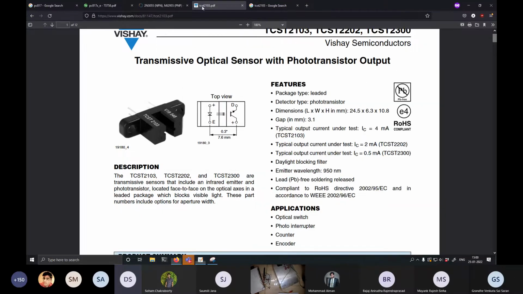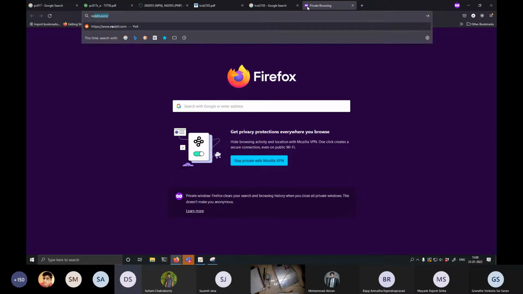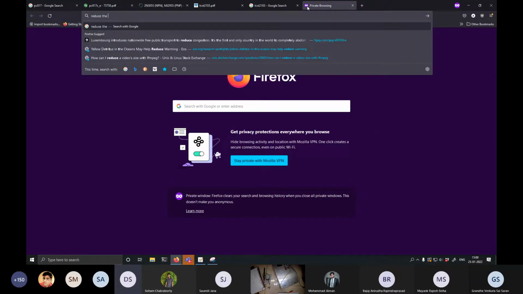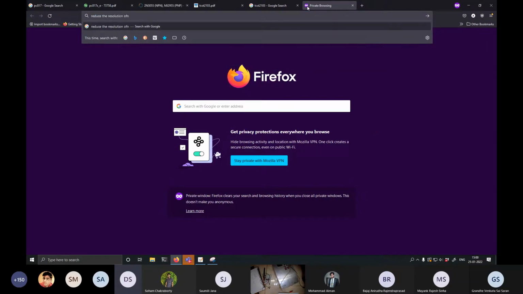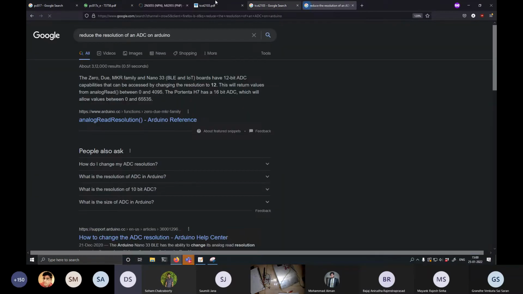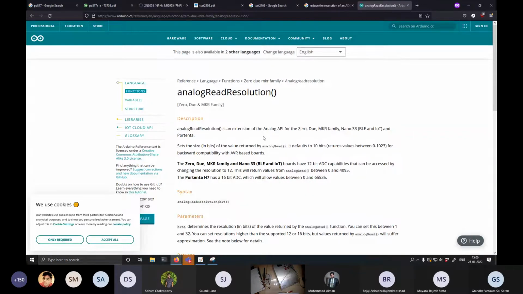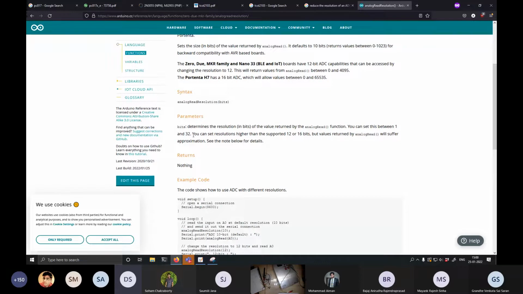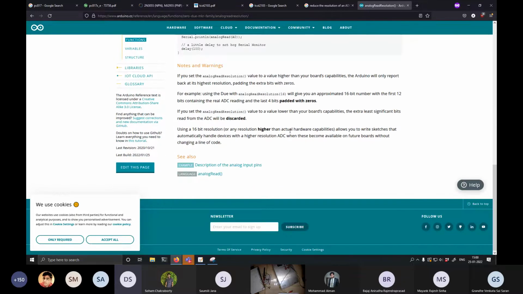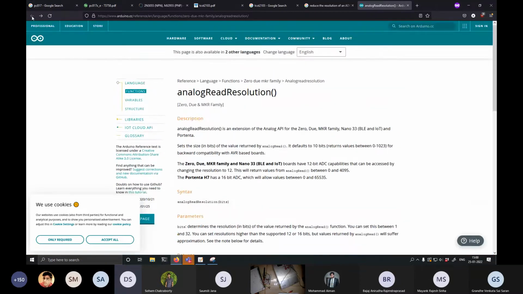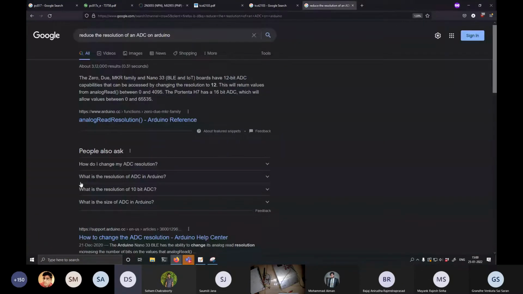You can actually do it for any microcontroller. So let me show it to you. Reduce the resolution of an ADC on Arduino. There is something called a read resolution, so you can change the read resolution. There are easier ways of doing it.